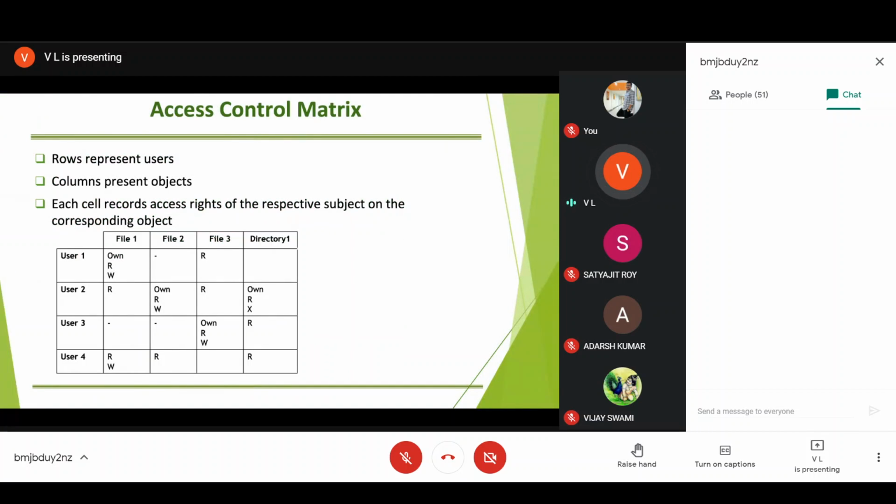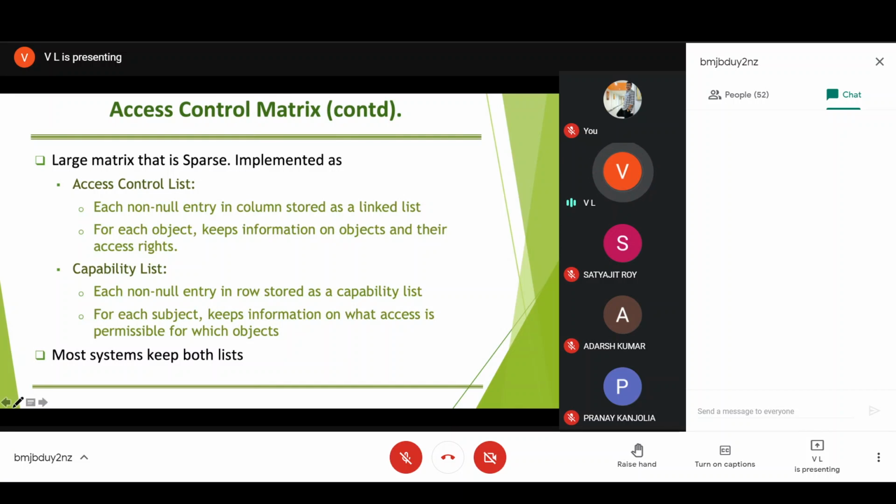As we said, we talked about the access control matrix. In the access control matrix, the rows represent users. When we talk about users, it could be an actual user, or it could be a process also. And the columns represent objects. Some of the books use the terms subjects and objects. So a subject includes users and processes, and objects include all the resources as well as the subjects. Each cell records the access rights of the respective subject on the corresponding object, whether the user is an owner, or has read access, write access or execute access, or in the case of a directory, search access, and so on.